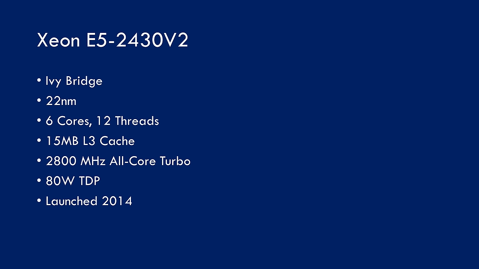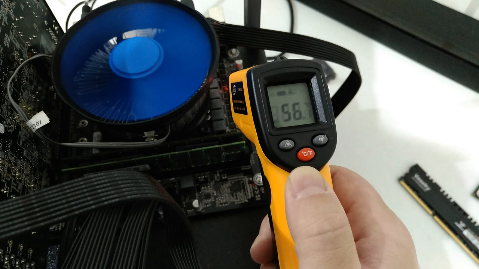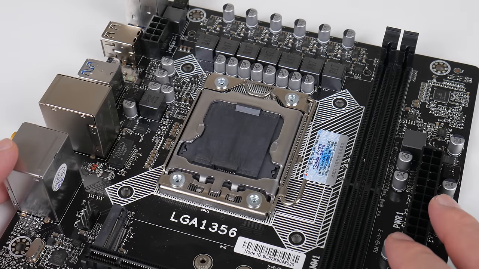So it runs cool and quiet. Running a CPU stress test, I'm seeing temperatures around 50 degrees. That's with the DeepCool Gamma Archer. And I also had a look at measuring the VRMs, and those are also in the 50s. So yep, nice temperatures.